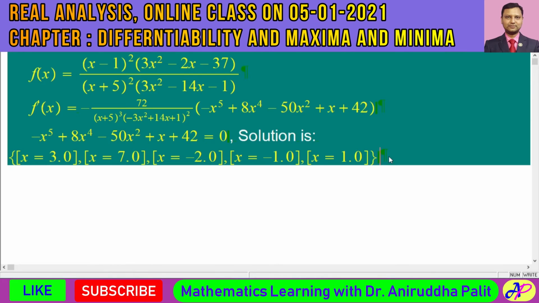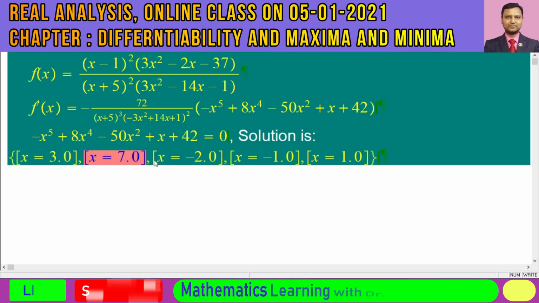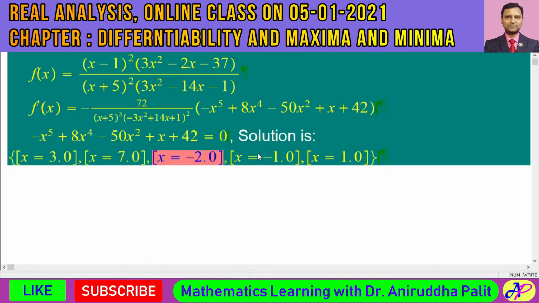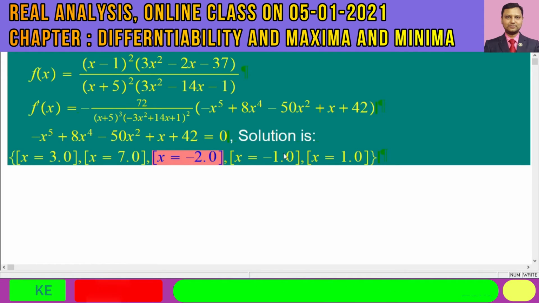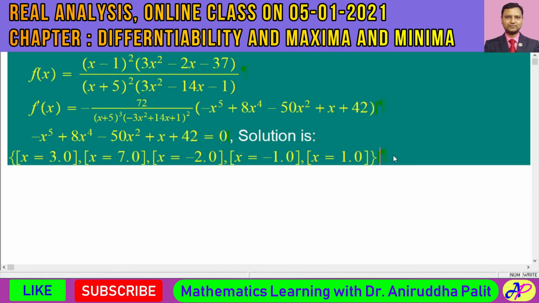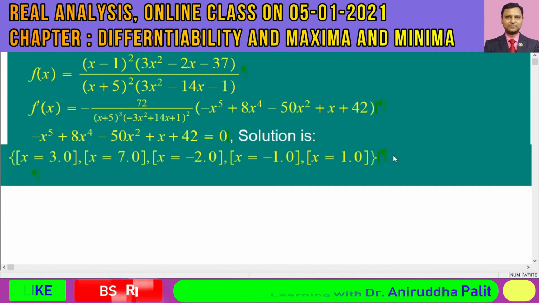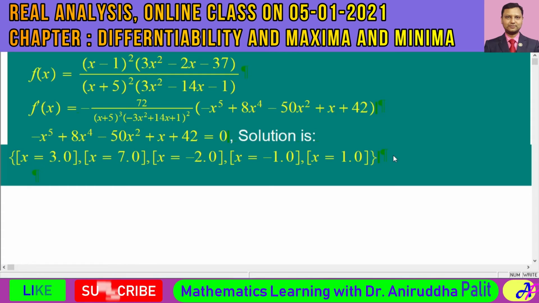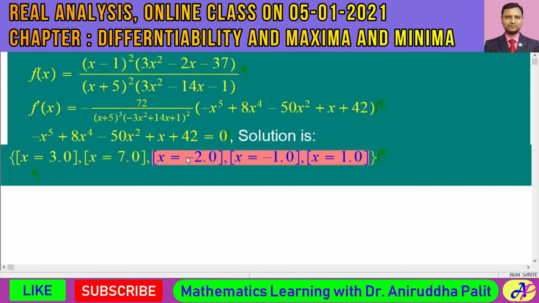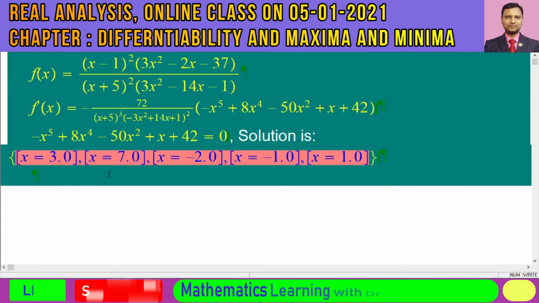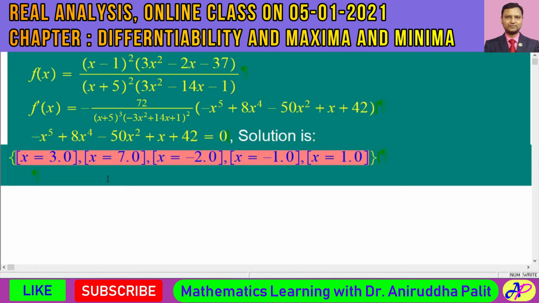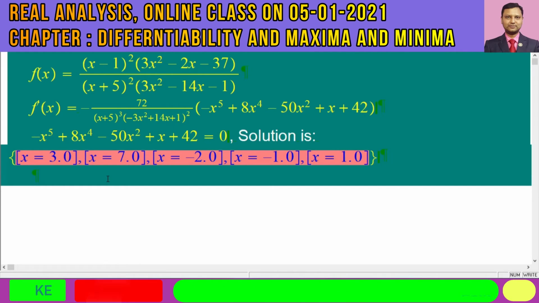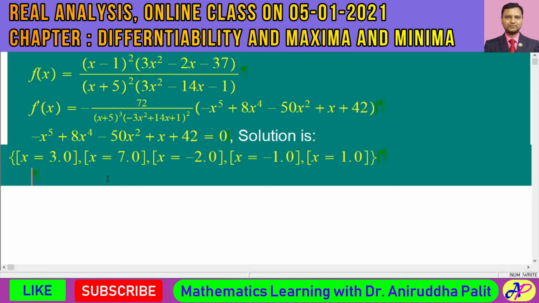In such cases we expect that at certain points, maybe at the point 3 or 7 or -2, some maximum or minimum value may appear. Then what we shall do is first arrange these possible values, which are called stationary values, in increasing order.